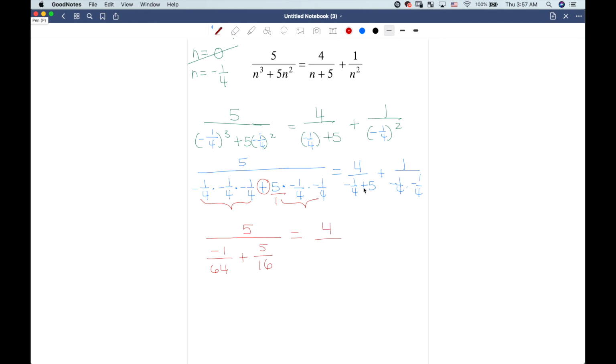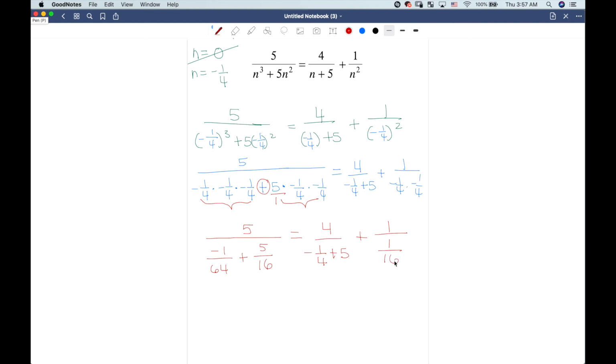I'm just going to leave this alone for now. We'll deal with the addition and subtraction a bit later. I'm just going to do all the multiplications. 1 divided by negative 1 over 4 times negative 4 is positive. Negative 1 times negative 1 is positive. 4 times 4 is 16.